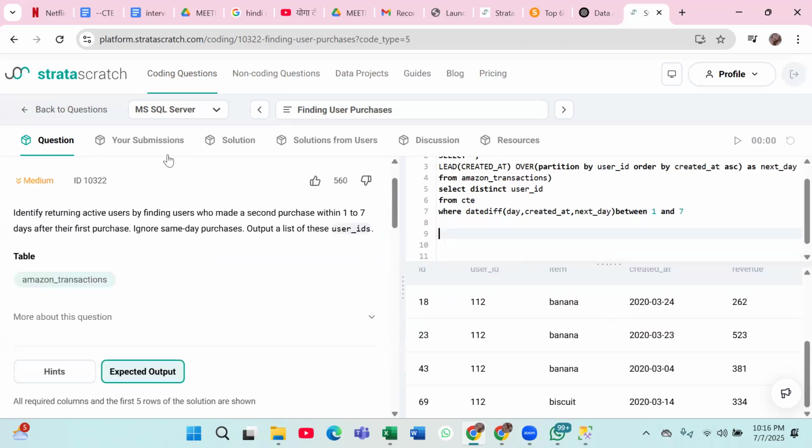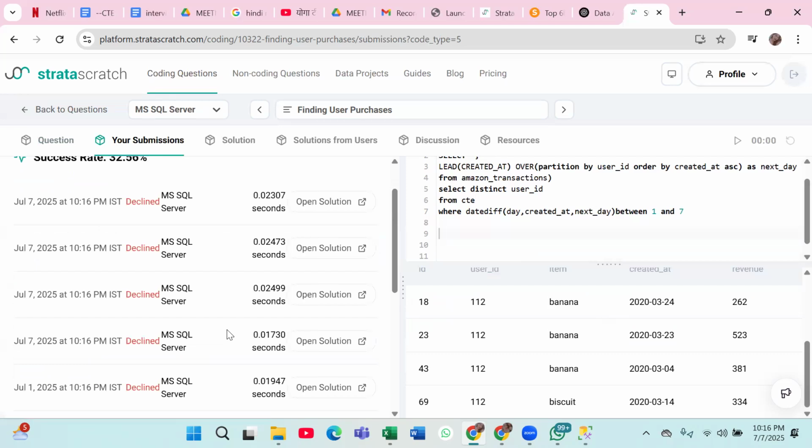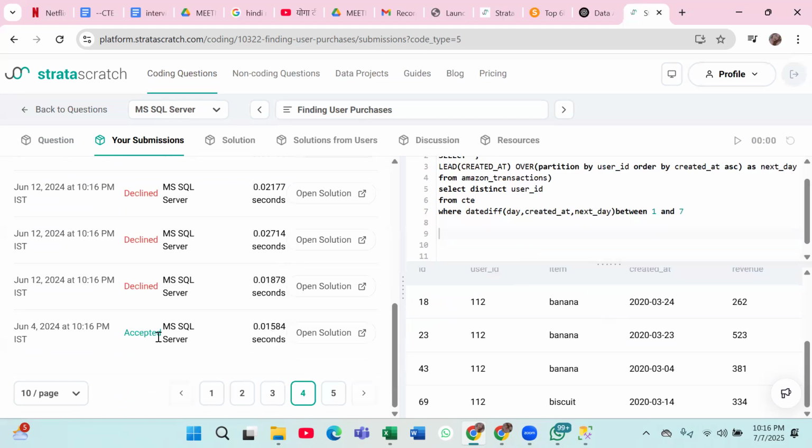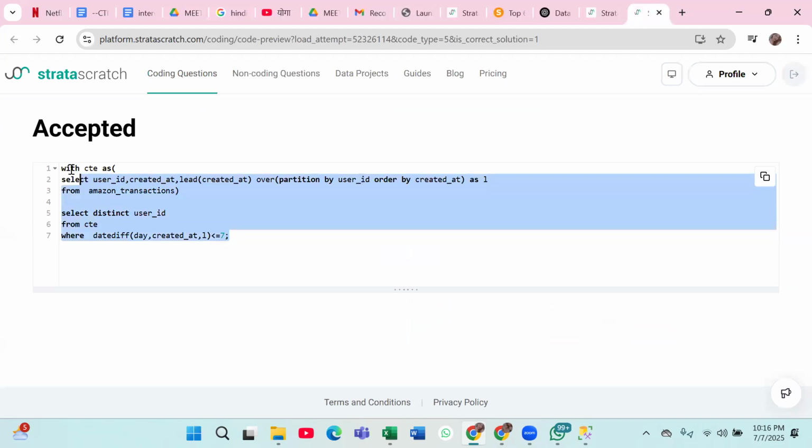The answer is wrong. If I see my earlier solutions, I was doing it with the help of PySpark. Yes, not everything is within 7 days. 23, 17, how it should be. The same thing I have written, and this was accepted before, right? Same thing. What are you saying?